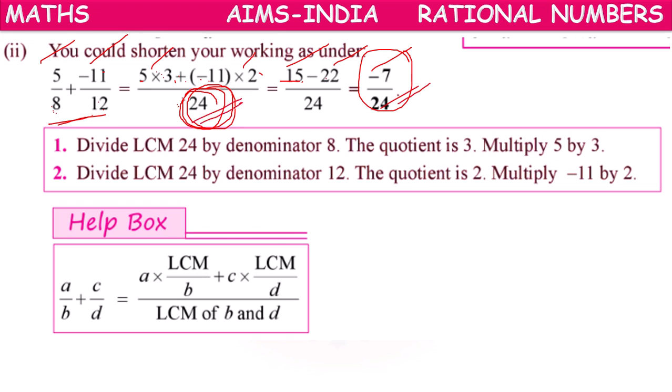This 24 denominator is to be divided by this denominator 8. The quotient is 3. That quotient 3 is to be multiplied with the first numerator 5 and written here. Same, the common denominator is to be divided by this 12, 2 will be the quotient, which we multiply with the numerator and write here.